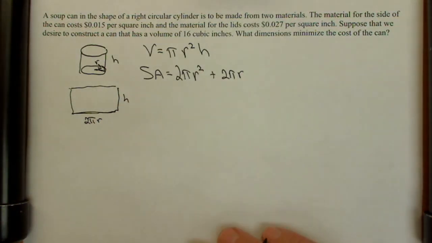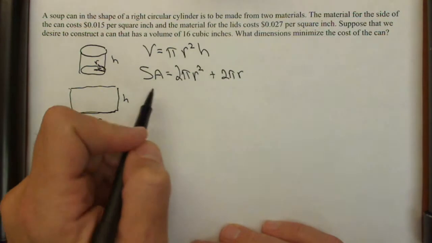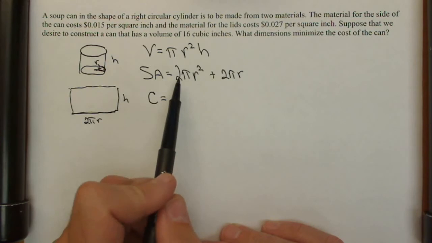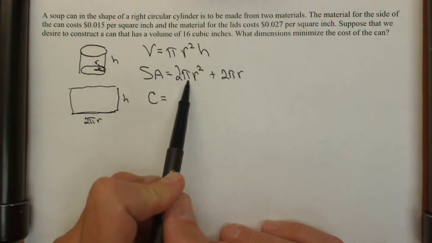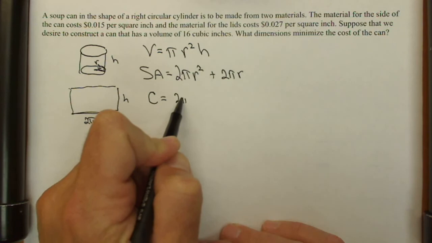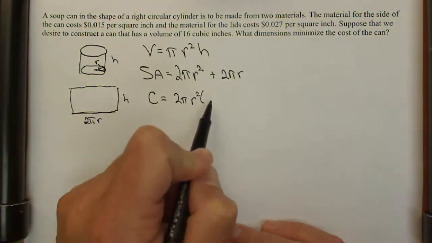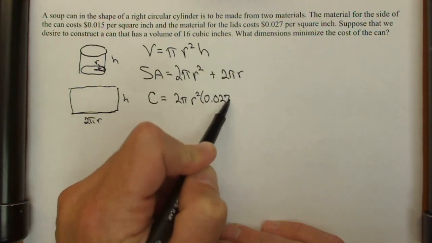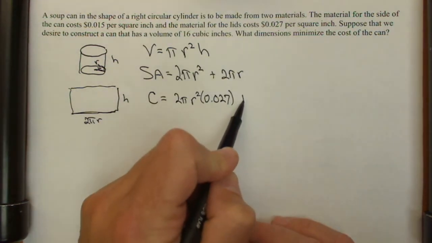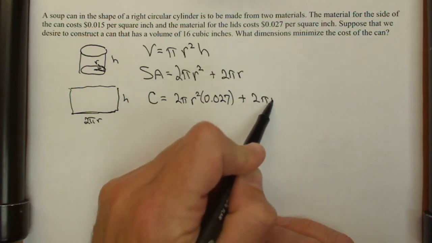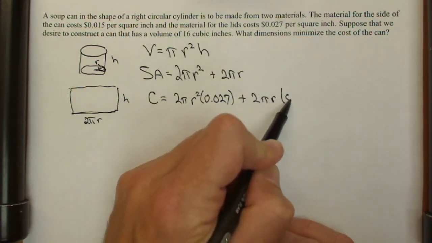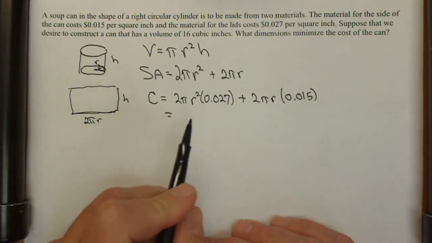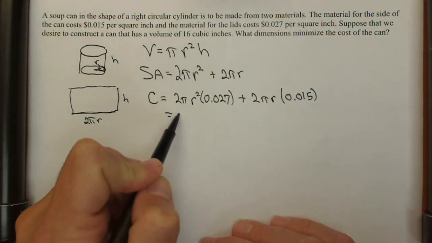Now it's not the surface area we're trying to optimize. It's actually the cost. But we're just going to modify our surface area function to get the cost, because these represent the lids. So the 2 pi r squared is getting multiplied by the 2.7 cents, and we'll do the whole thing in dollars. So 0.027, and the sides are getting multiplied by the 1.5 cents, or 0.015. Let's just do one step of simplification to get our coefficients together.